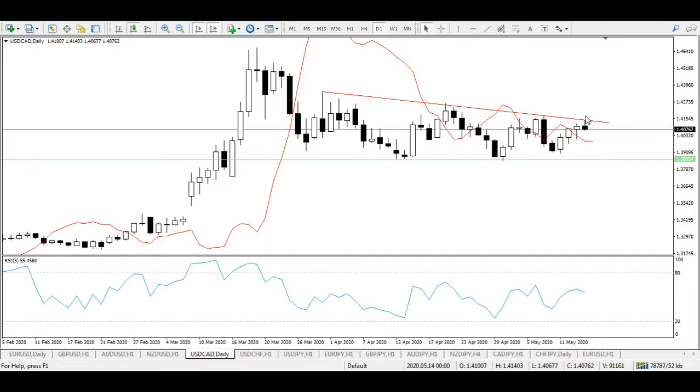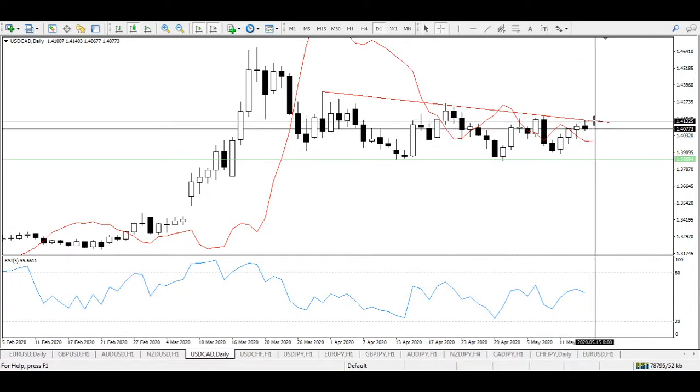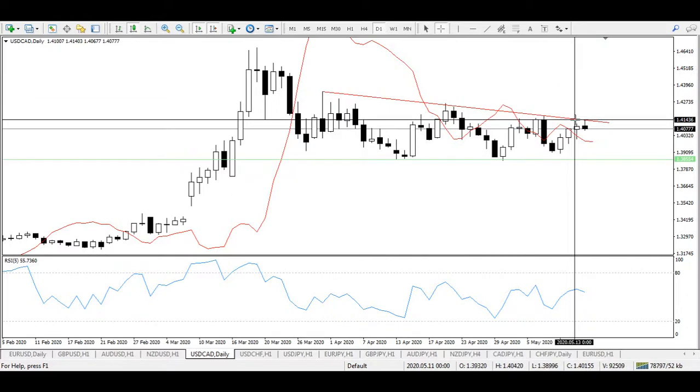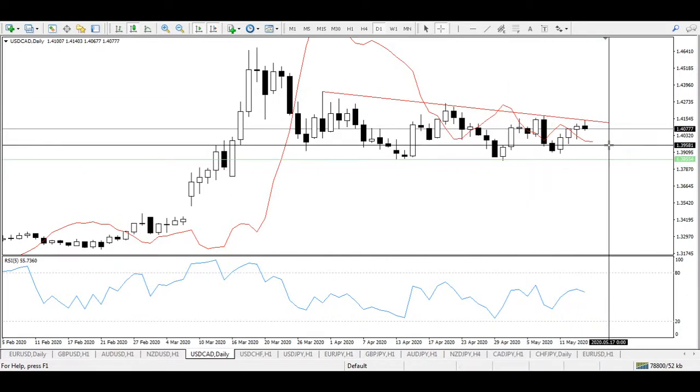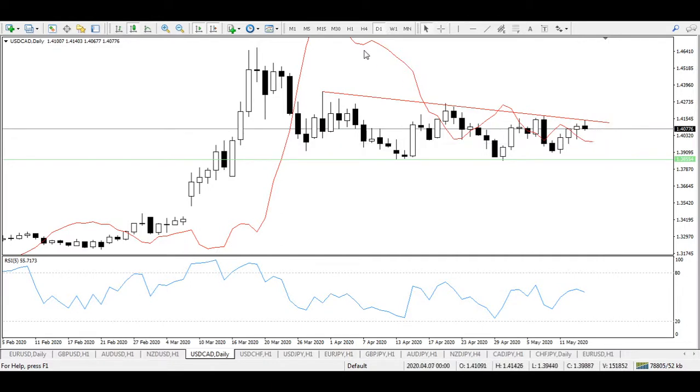So there is a probability that USD CAD will also keep going down at least to the middle of this triangle. And by the middle of this triangle, I mean the middle between this descending line and this flat horizontal line, which is something like the 39.58 area, and this is still giving us 100 pips to the downside.